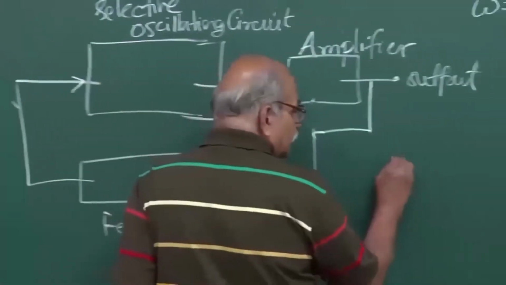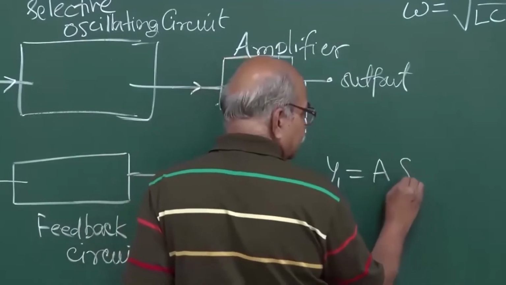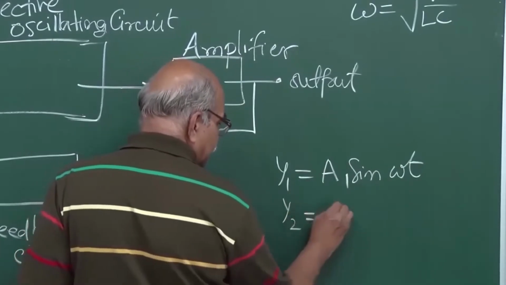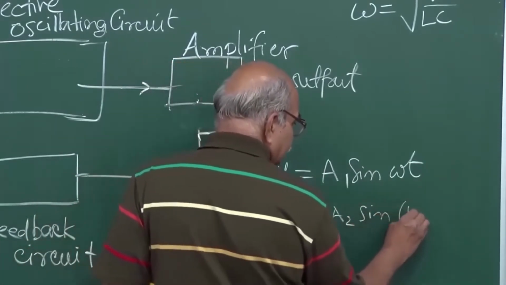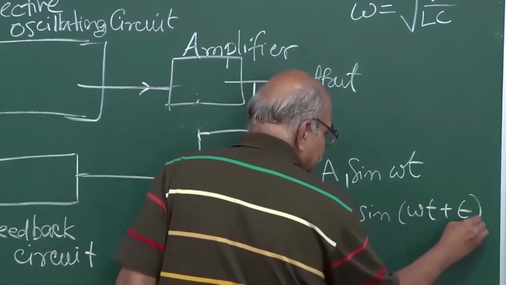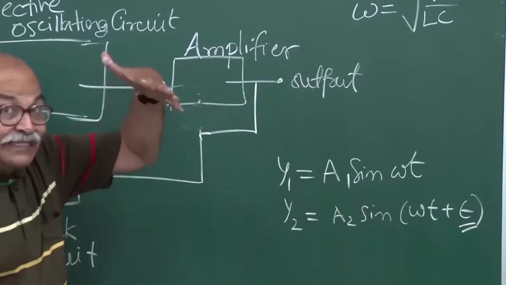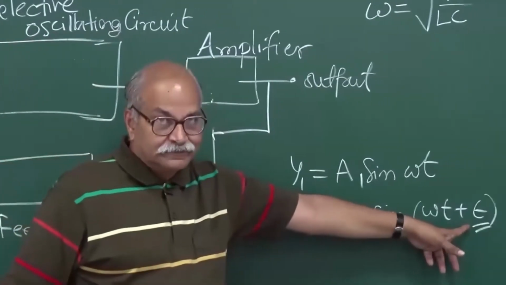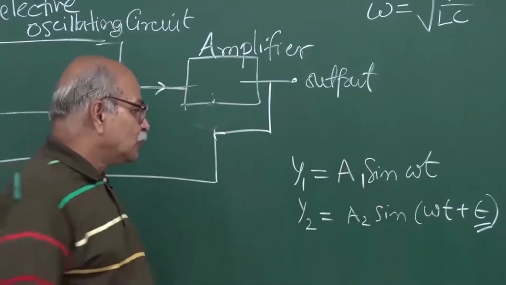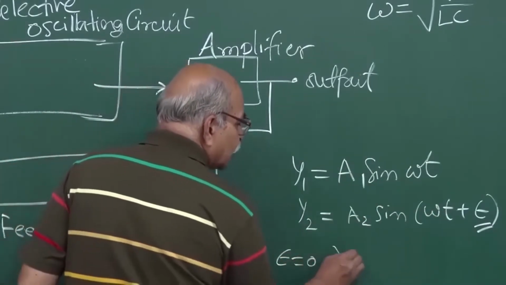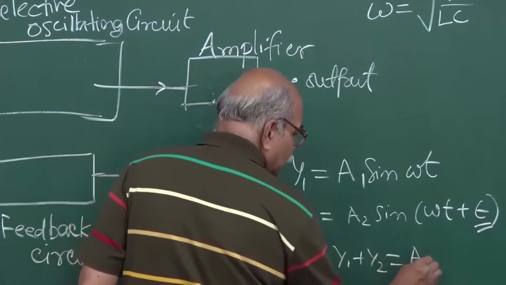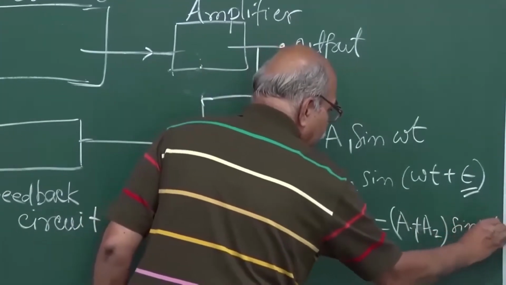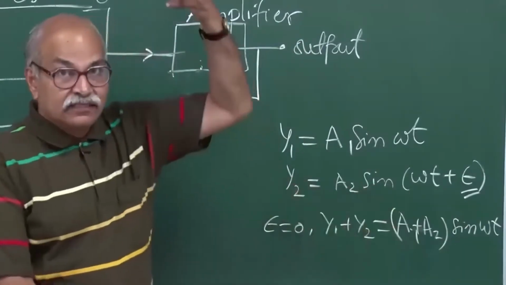If you have some y1 which is a1 sine omega t, and then you have y2 which is a2 sine of omega t plus epsilon. So it's important that, if you want actual addition of amplitudes, actual addition of those oscillations, then epsilon should be 0 or 2 pi, so that it is just a1 plus a2. If this epsilon is 0, then your y1 plus y2 is just a1 plus a2 times sine omega t. So amplitudes are added, signal has enhanced.